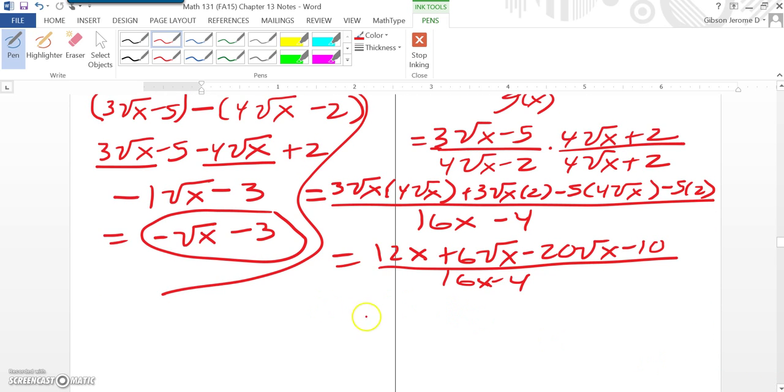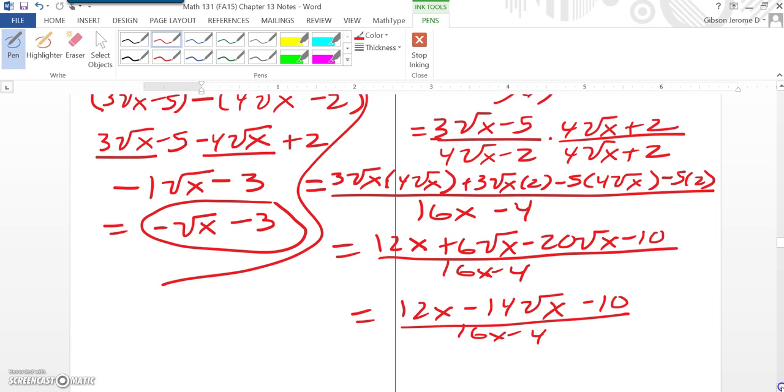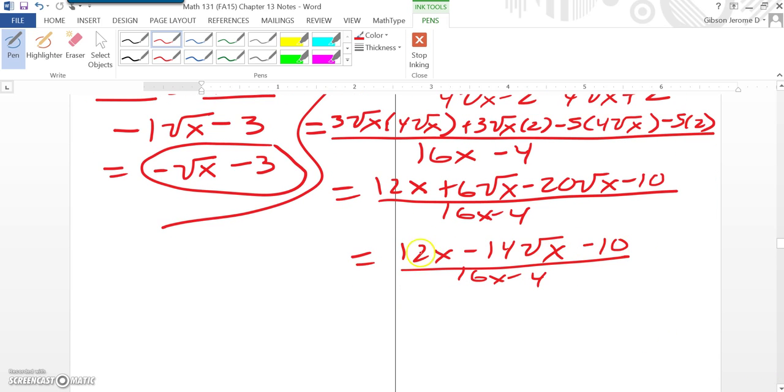Now, we combine like terms. We have 12x. 6 square root of x minus 20 square root of x will give us negative 14 square root of x. And this will be minus 10, all over 16x minus 4. Now, we look here at our numerator. 12, 14, and 10, they all have 2 in common. So we can factor out a 2. And that will leave us 6x minus 7 square root of x minus 5.